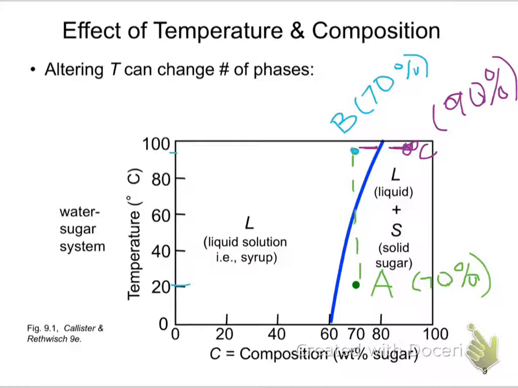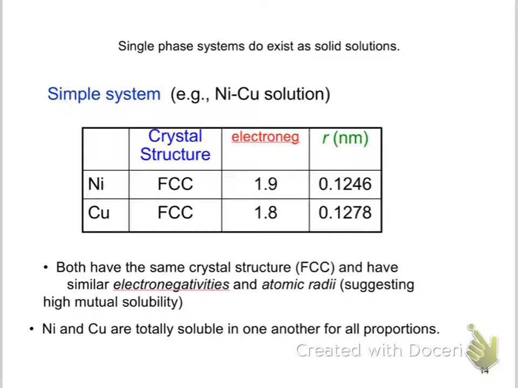So the point is that altering the temperature can change the number of phases. Over here at A, we have 2 phases present. When we heated it up, we have 1 phase present, and when we then added more sugar, we can have two phases present again. And that's all by altering the temperature. Those are some of the results of the behavior of the system.